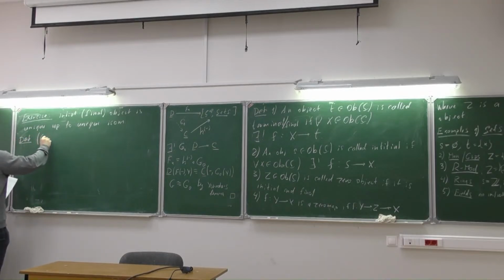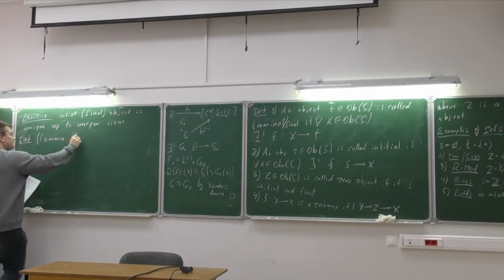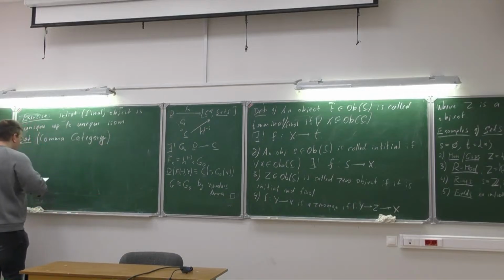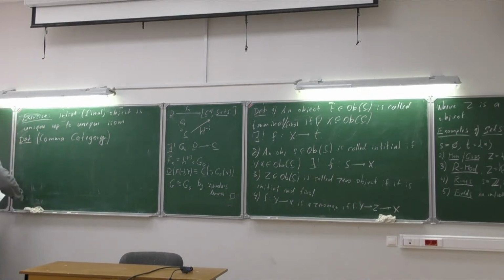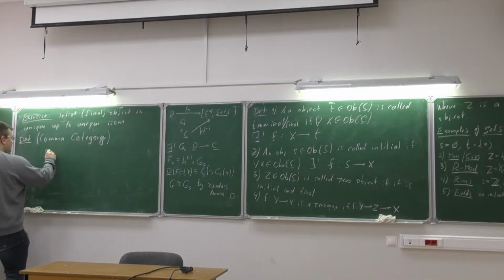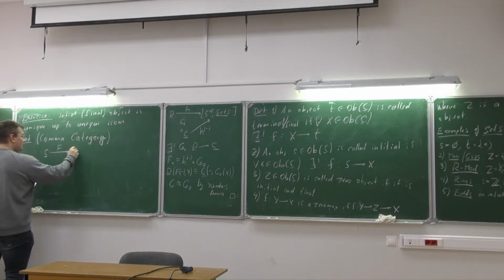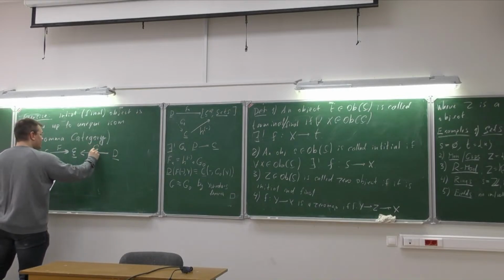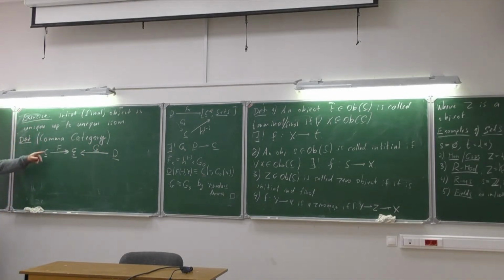So in this definition, I assume that I have three categories and two functors. Let me call these categories C, D, and E. The functors will be F and G. The category E is in the center, C is on the left, D is on the right. And F is a functor from C to E and G is from D to E. So we assume that we're given such a diagram.